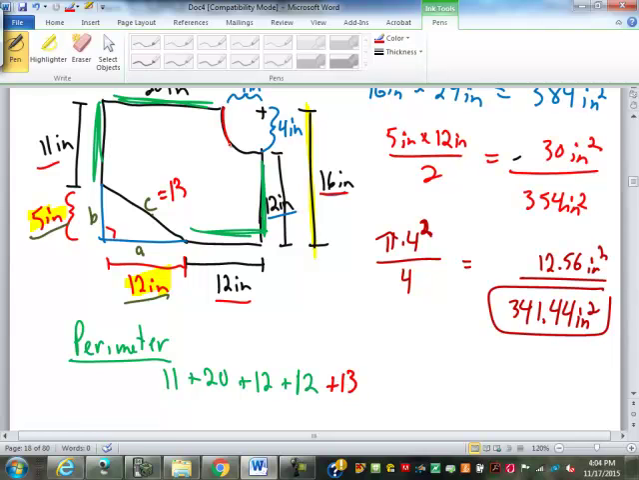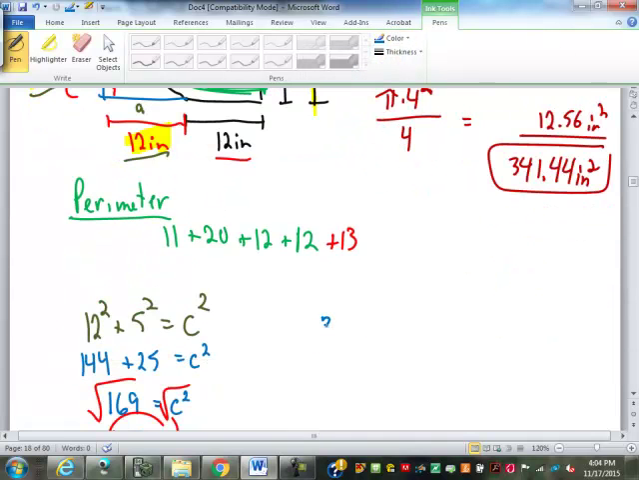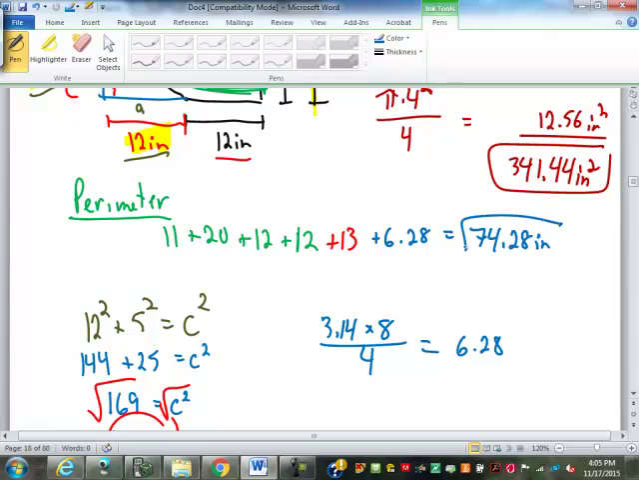And then we still have our quarter circle here. That quarter circle is pi times diameter, which is 8, right? Divided by 4 because it's only a quarter circle. Where'd the 8 come from? Double the 4, yeah. 4-inch radius, it's 8-inch diameter. So it's 6.28. So we add those all up, and we have 74.28 inches is the perimeter.